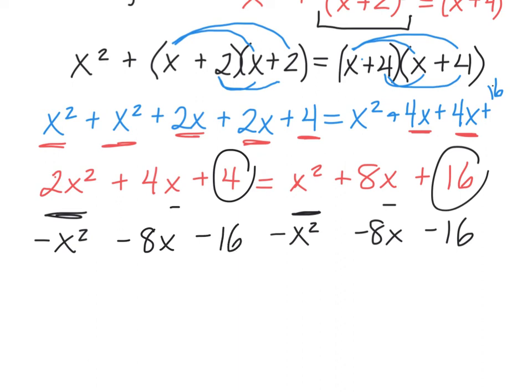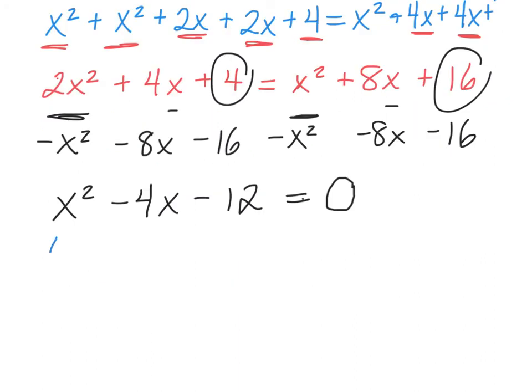So it looks like I'm just going to be left with 1x squared minus 4x minus 12. Now the key is what's left on that right-hand side is 0. So the reason I went through all that trouble is because now I can factor this. So when I factor, I'm trying to break it down into two binomials that when I multiply together are going to give me x squared minus 4x minus 12.